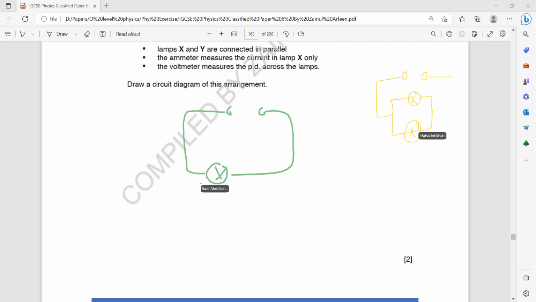Then the ammeter is just to measure the current in one of the lamps, X, because the ammeter measures the current in lamp X only. Yeah, that's right. This was correct when you drew the ammeter here. It was right.